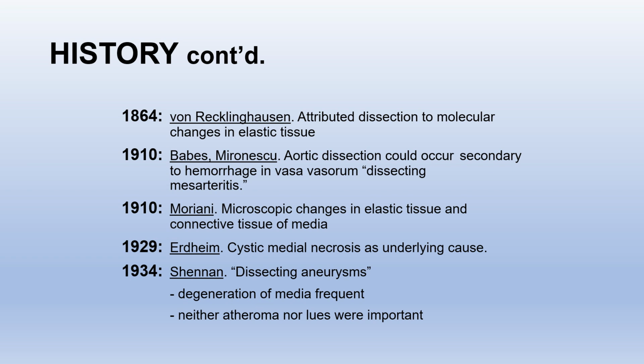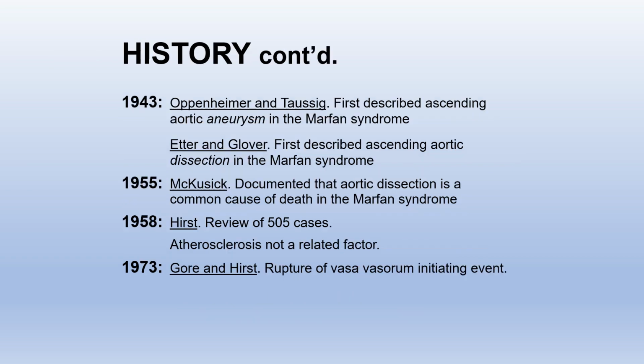In 1934, Shennan showed that in dissecting aneurysm, degeneration of the media was frequent and neither atheroma nor leaves were important. In 1943, Oppenheimer and Taussig first described ascending aortic aneurysm in Marfan syndrome. Hatter and Glover first described ascending aortic dissection in Marfan syndrome. In 1955, McKusick documented aortic dissection as the common cause of death in Marfan syndrome.